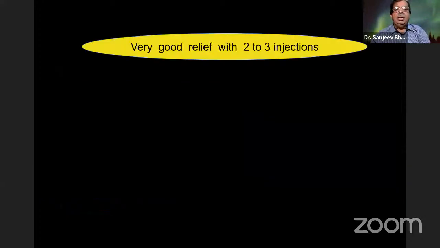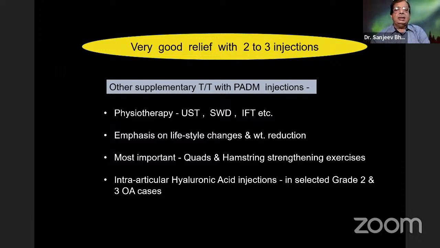As I said, very good relief with 2 to 3 injections is there. And then other supplementary treatment, if the patient does it nicely, with physiotherapy, lifestyle changes and weight reduction, cordyceps and hamstring exercises. In some cases, for the last 4-5 years, I'm giving intra-articular hyaluronic acid injections in selected grade 2 to 3 osteoarthritis cases, along with the second or third periarticular injection. And then I have seen that for nearly 2 to 3 years, the patient is pain-free.